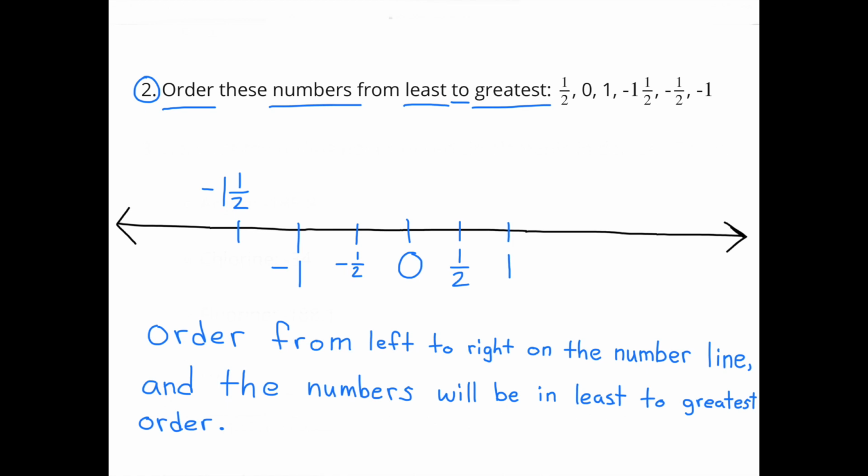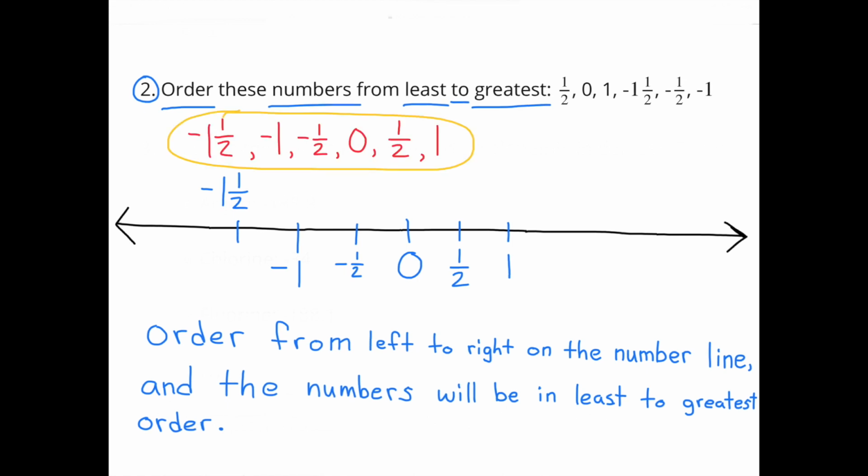To the left of my 0, I have -1/2. To the left of -1/2, I have -1. And to the left of -1, I have -1.5. Ordered from left to right on the number line, the numbers will be in least to greatest order. So -1.5 is the smallest number in this group, and 1 is the largest number in this group.